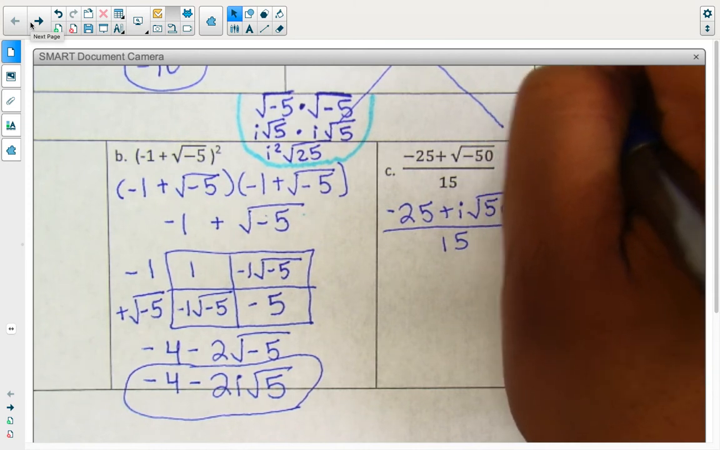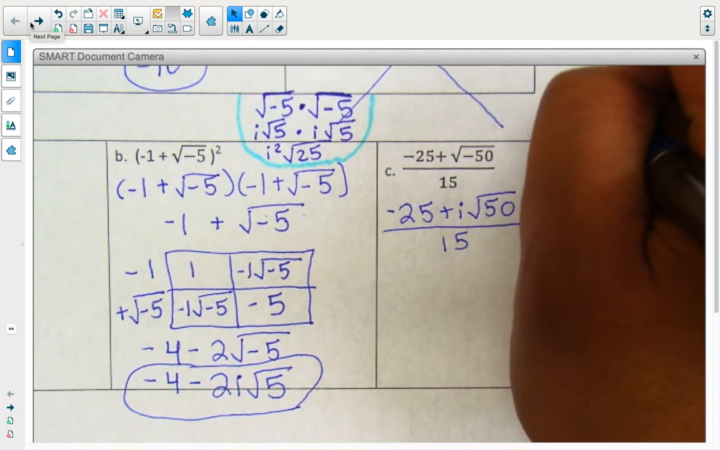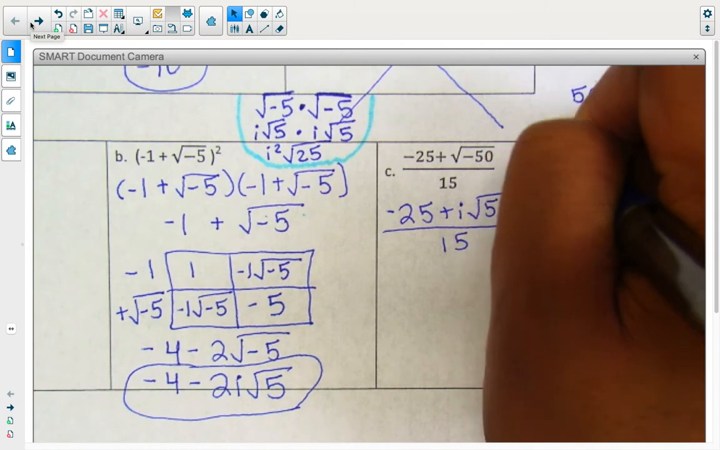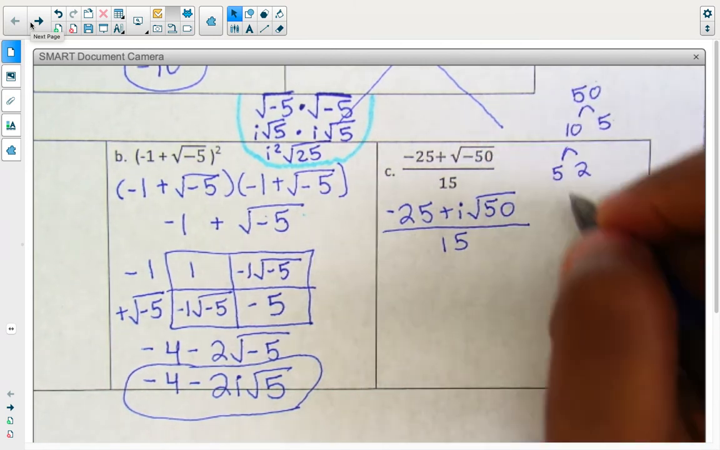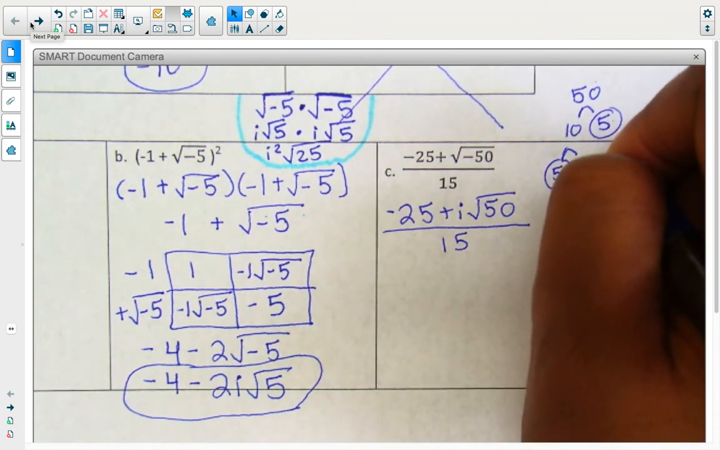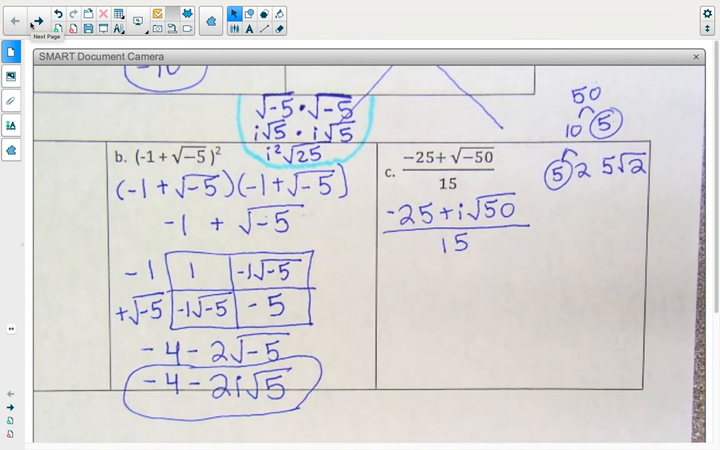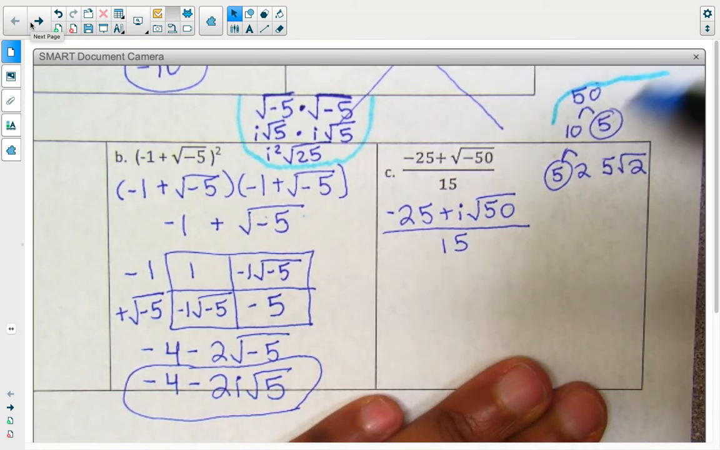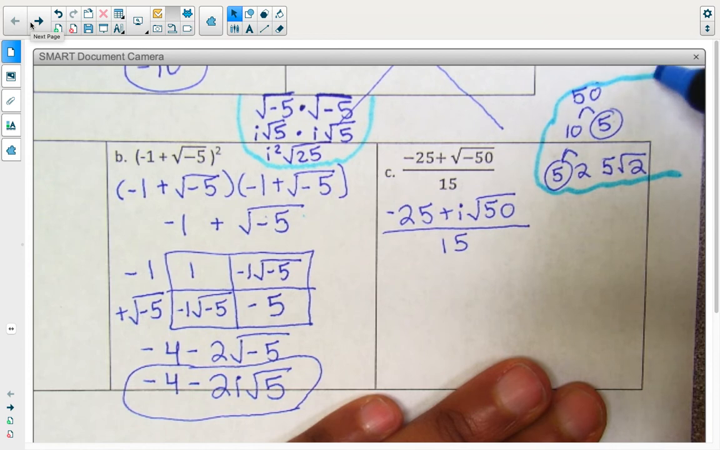So 50 is 10 and 5, and 5 and 2. So I did a factor tree. Pairs go on the outside. Everything else goes on the inside. So this is 5 square root of 2. So we'll put that in a little bubble like I did the other one. So we know that this is just scratch work off to the side to help us with the problem.